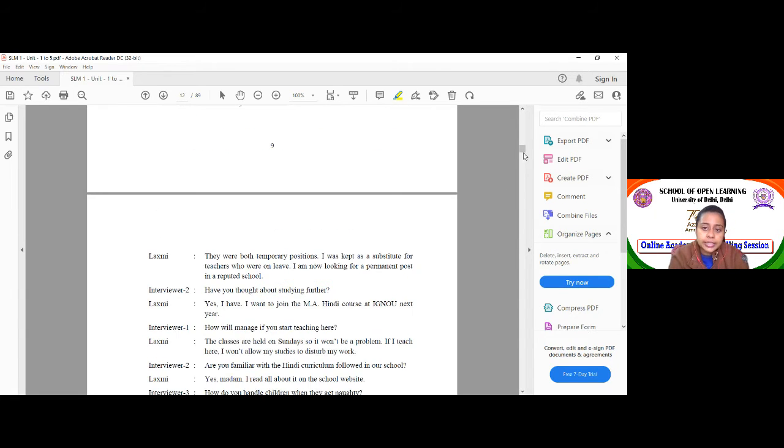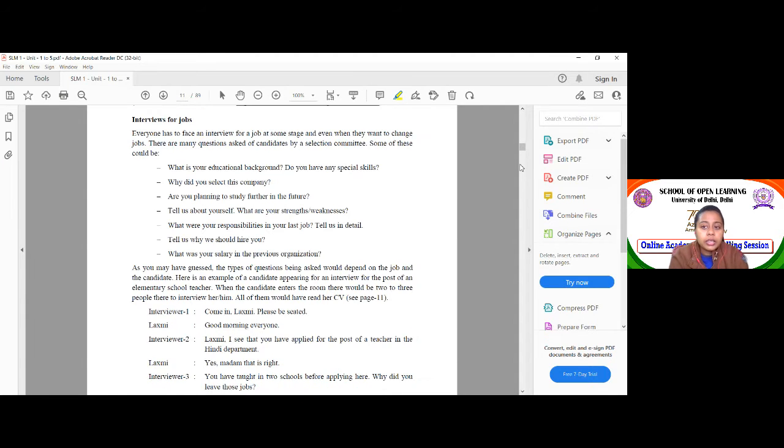As many of you guessed, the types of questions being asked would depend on the job and the candidate. Here is an example of a candidate appearing for an interview for a post of an elementary school teacher. When the candidate enters the room, there would be 2 or 3 people who would interview him or her. All of them would have read her CV.